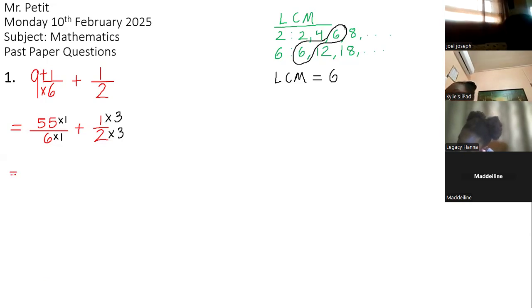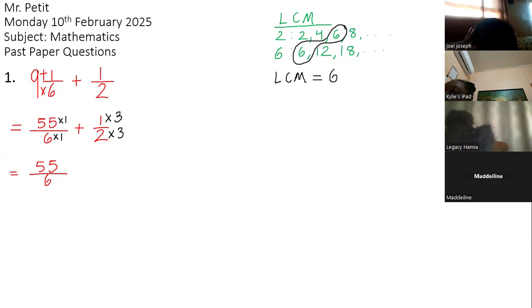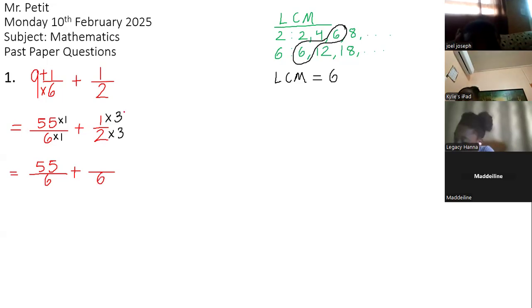And it's going to be equal to 55 over 6, because 55 times 1 is 55, and 6 times 1 is 6, plus 3 over 6. What is 2 times 3? 6. Very good. And what is 1 times 3? 3. Very good.